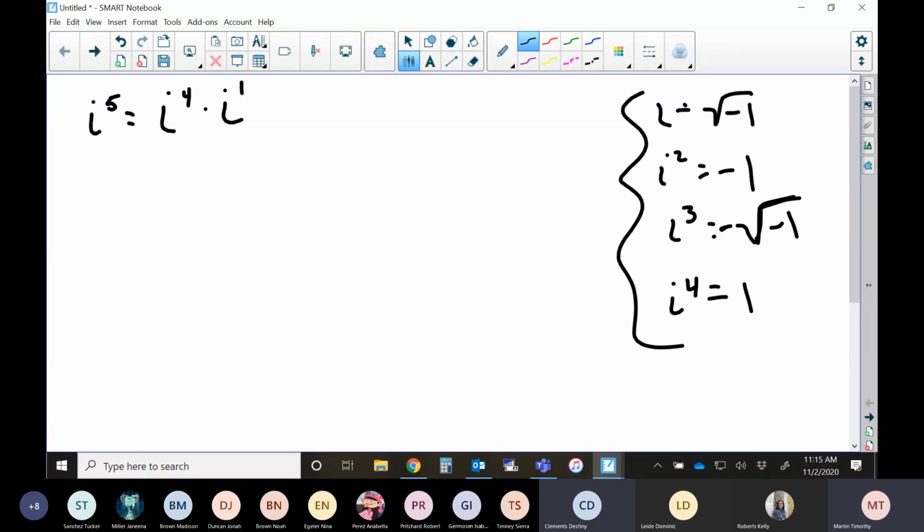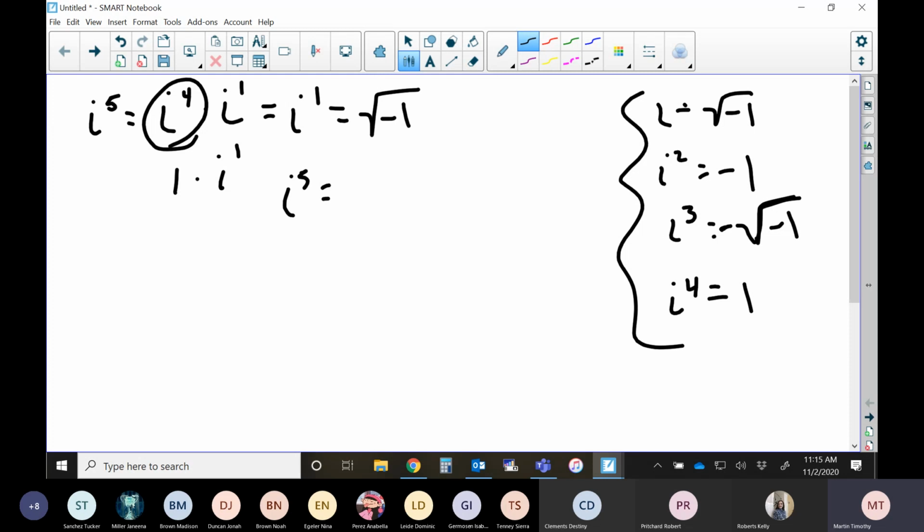Yes. Now, why did I want to use i to the 4th as many times as I can? Because it's more simple. It's super simple. And anytime I multiply anything times 1, what's it turn to? Itself. So this turns to 1. 1 times i to the 1st really just says that i to the 5th is the same thing as i to the 1st. And we know i to the 1st is the square root of negative 1. So i to the 5th is the same thing as the square root of negative 1. Do you follow me? Yep.